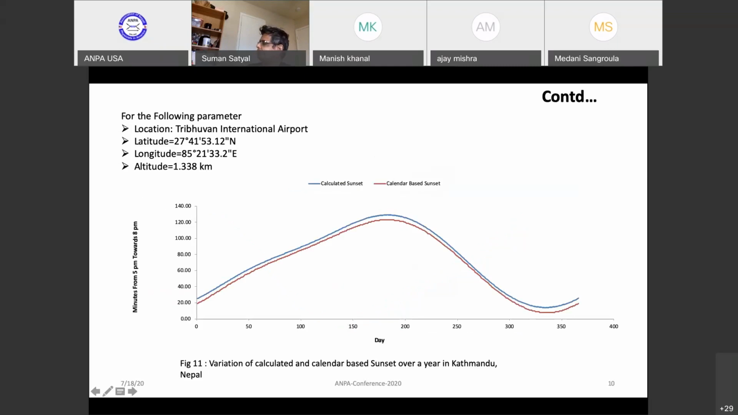The next graph is of sunset, as in figure 11. By analyzing figure 11, it is seen that the earliest sunset of the year has been found in the month of December, and the latest sunset of the year has been found in the month of June. By observing the above two graphs, the longest and shortest day of the year have been found to be June 21st and December 21st, respectively.